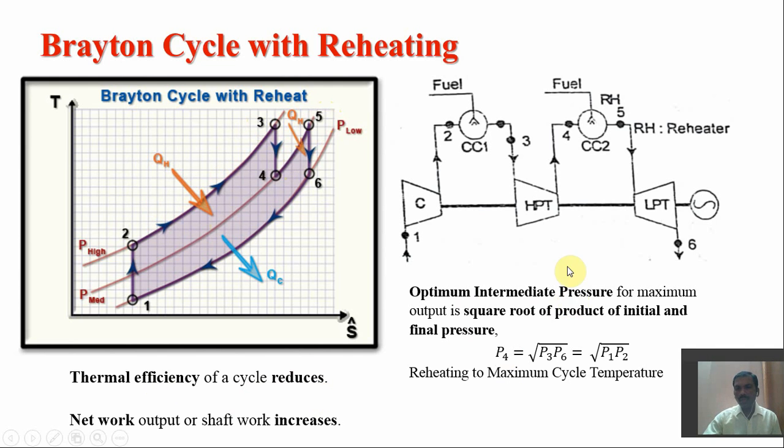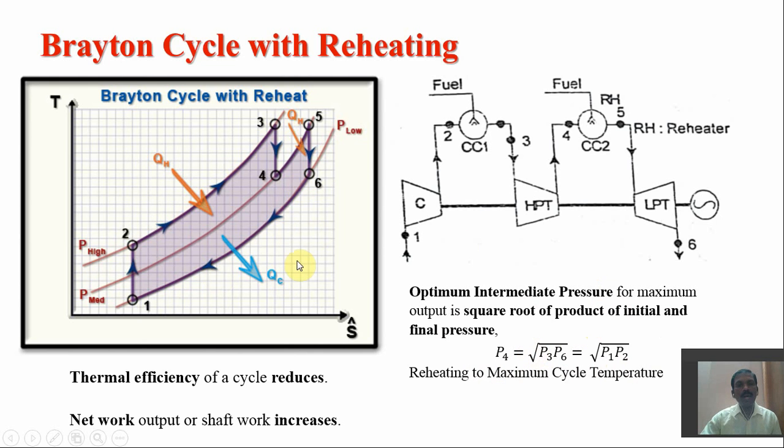Now coming to the optimum pressure, this intermediate pressure, optimum intermediate pressure. What do you mean by optimum intermediate pressure? Optimum pressure is the pressure for maximum output. So this optimum pressure P4 is equal to P5 is square root of this P3 highest pressure into P6 lowest pressure, square root of this product. So this becomes a square root of P3 into P6, which is nothing but P2 into P1. So we can write P1 into P2 square root of that. So this is how you can calculate the intermediate pressure.